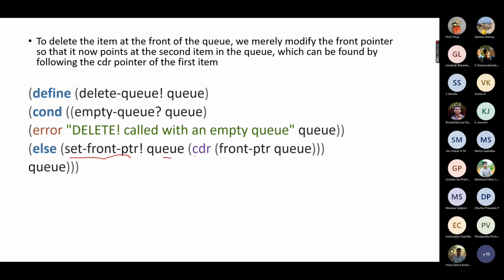Given the queue, what you are doing? CDR of front pointer and then queue. So you just take the internal thing. So front pointer of Q, which will return the car of Q. Yes, this will return you car of Q. If you look at the previous preliminary procedure, car of Q, and then CDR of car.